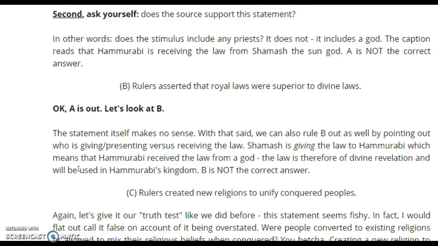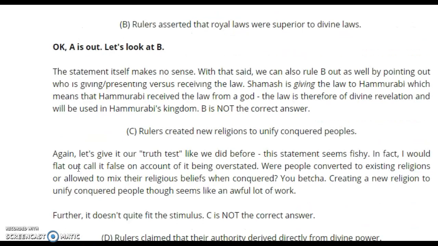Okay, so royal laws superior to divine laws, that just doesn't make sense at all. And if you look at the stimulus too, you can see who is giving and presenting versus receiving the law. So Shamash is giving the law to Hammurabi, which means that Hammurabi received the law from a god. The law is therefore of divine revelation and will be used in Hammurabi's kingdom. So B cannot be the correct answer.